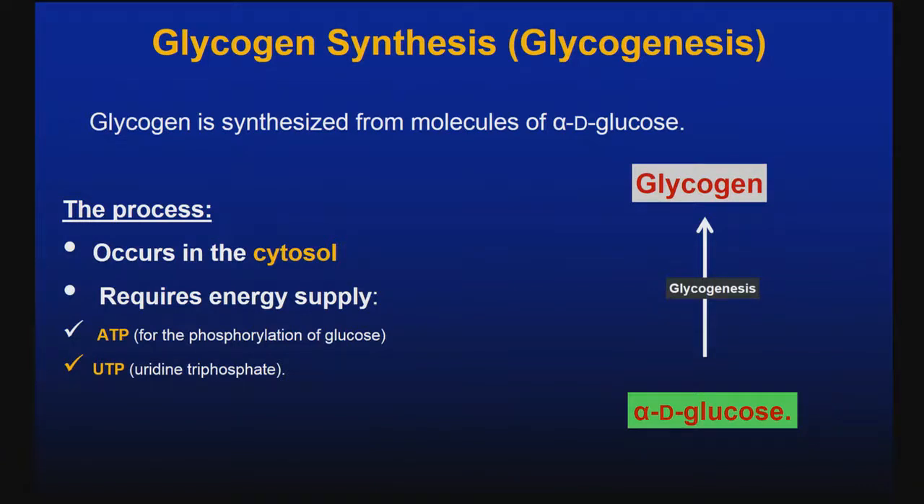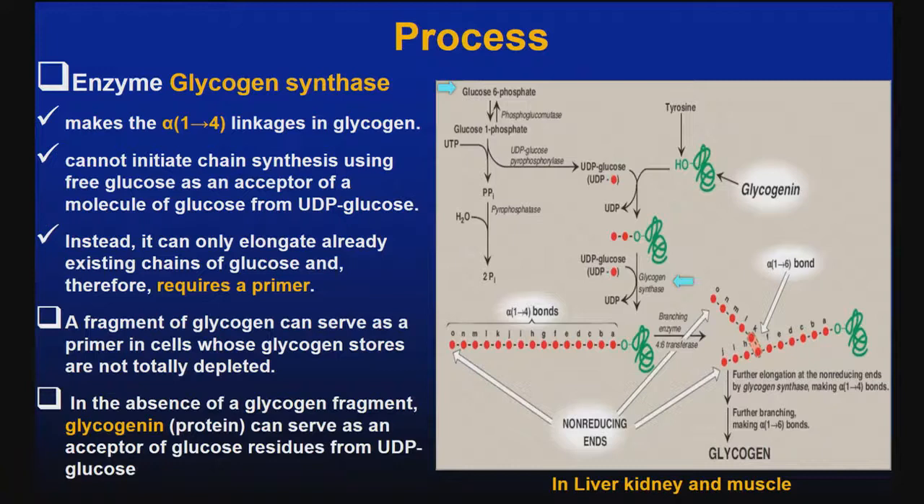All right. So basically, synthesis requires energy. Anytime synthesis occurs, in many cases, it requires energy. ATP is required, and UTP is also required. So it starts from glucose, alpha-D glucose. Here is the pathway. It's very simple. The whole thing starts when you have glucose 6-phosphate. Where did glucose 6-phosphate come from? Everything is linked, right?